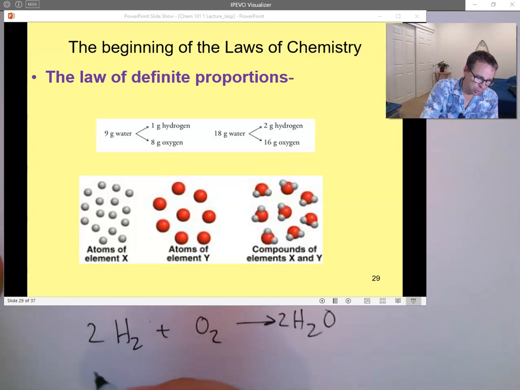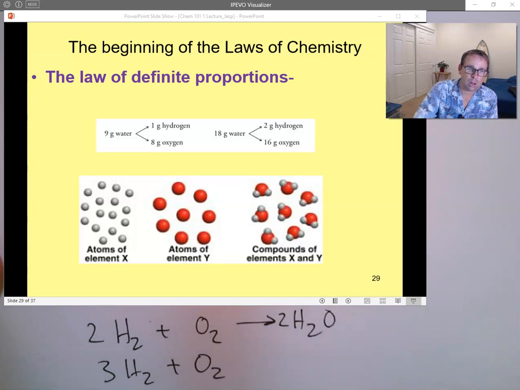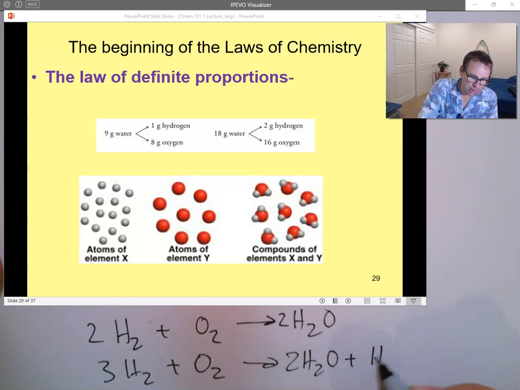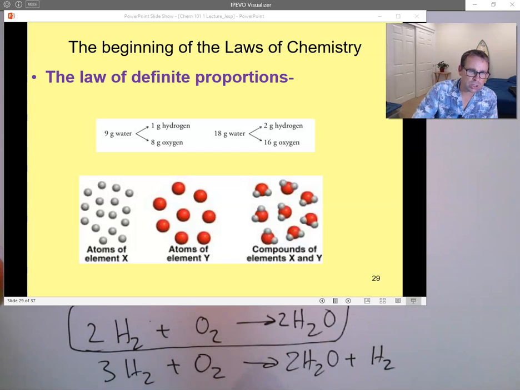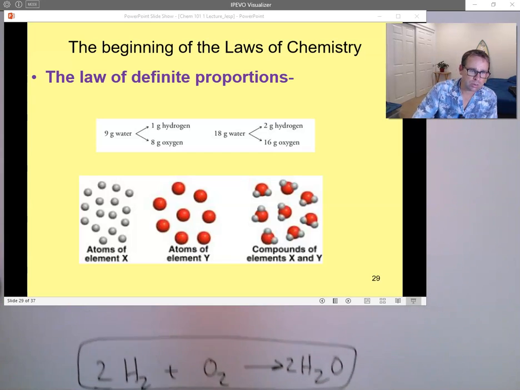If I put in 3 hydrogen gases and combine them with 1 oxygen gas, I'm not going to be able to get more water. I'm still only going to get the same amount of water. I'm just going to have a leftover hydrogen gas, because this is the proportions in which the reaction occurs.